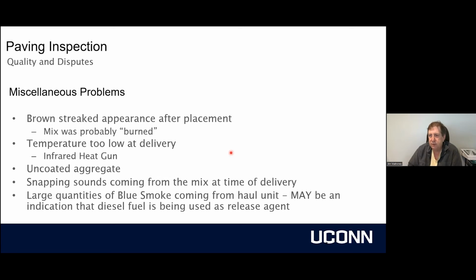We can also have material delivered that's too cold. If it's too cold, you just can't get that density. You get those high air voids like Alex was talking about, and you end up with pavement failures that way. We can have uncoated aggregate, where the aggregate itself doesn't have asphalt on it. You'll see it coming out of the back of the truck and it will literally not have asphalt on it in some places. You don't want to use that, because there's no longer glue holding the stones together, so it will tend to fall apart very quickly.